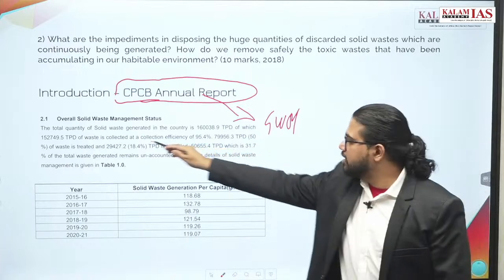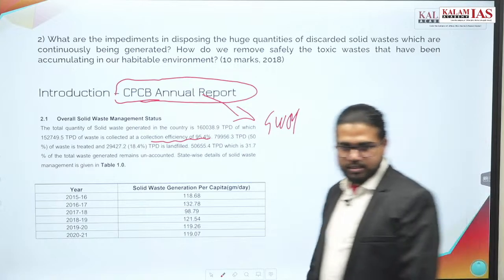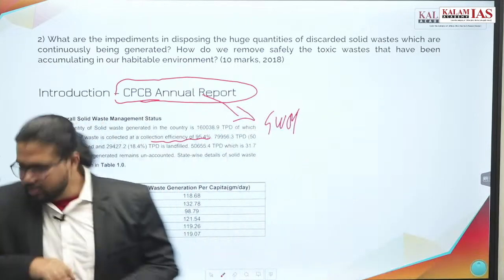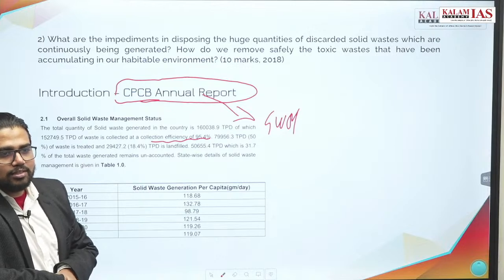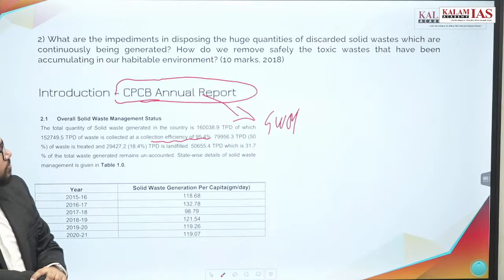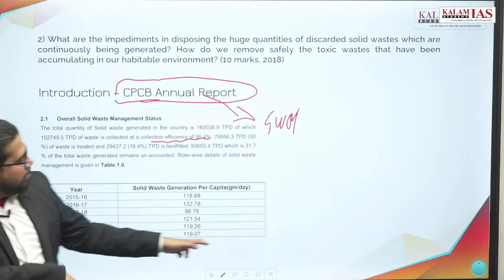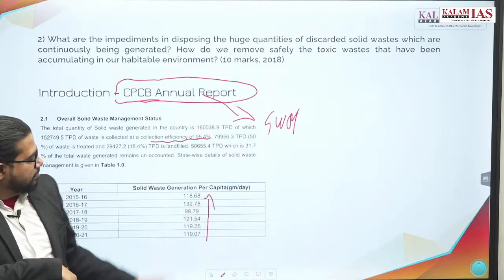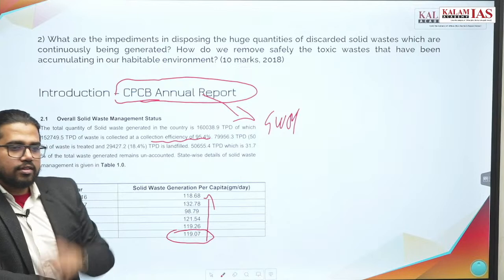And we have a collection efficiency of 95%. That's quite impressive. But there are so many underlying issues associated with it. Segregation is not there. After collection also problems are there. Treatment is not proper. We will see that. This is per capita, how much is generated per day. Around 120 gram of waste per day is being generated.